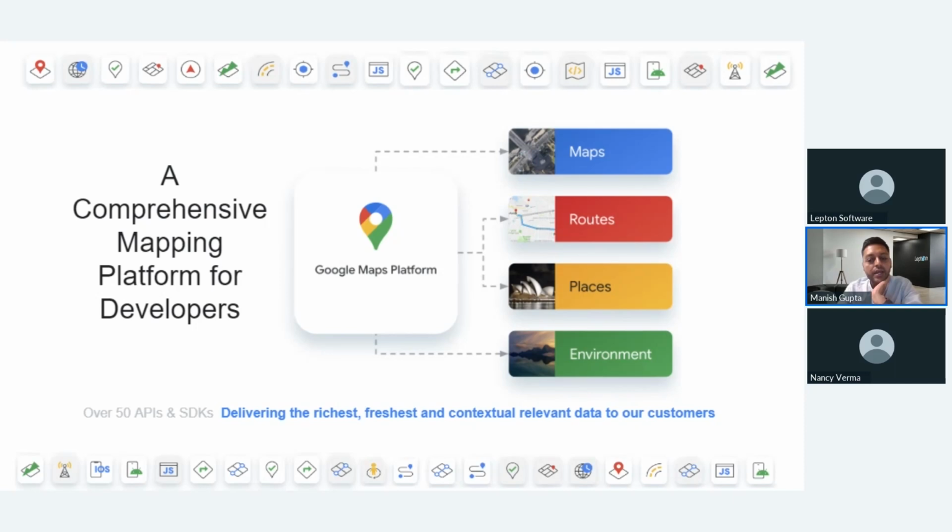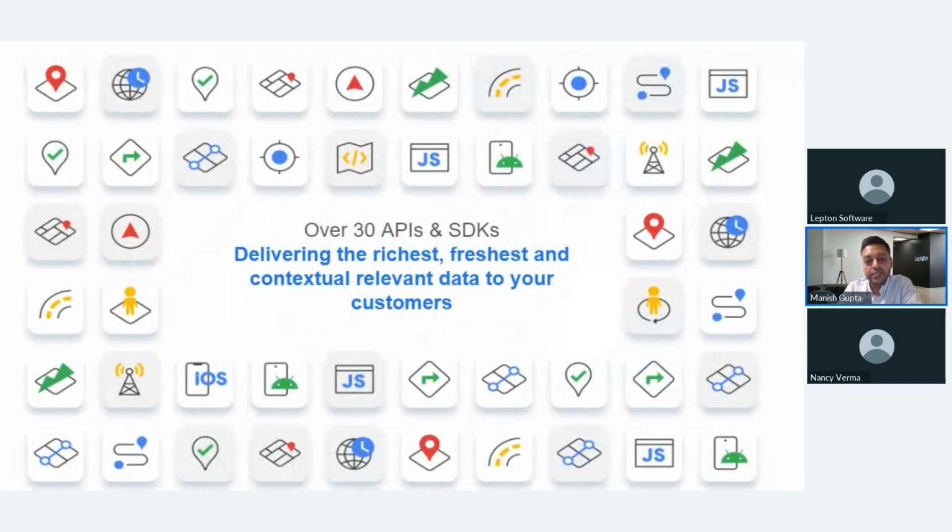And there is a new API which they have recently launched, called Air Quality. Air Quality provides quality data and insight that helps people reduce their exposure to pollution. Now, these 4 subcategories are further subcategorized into over 30 APIs and SDKs, some of which are listed here.